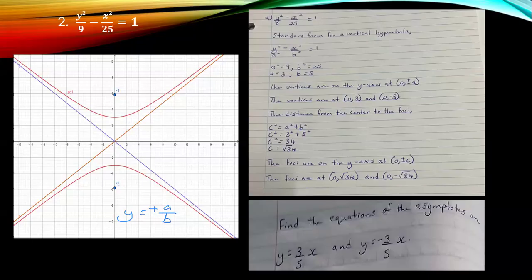So we'll have y equal positive 3 divided by 5x. And over here, this is our negative asymptote, so y equal negative 3 divided by 5x. Next slide.